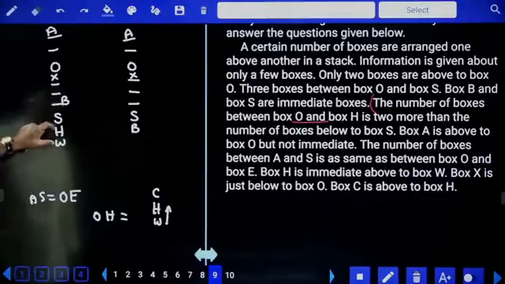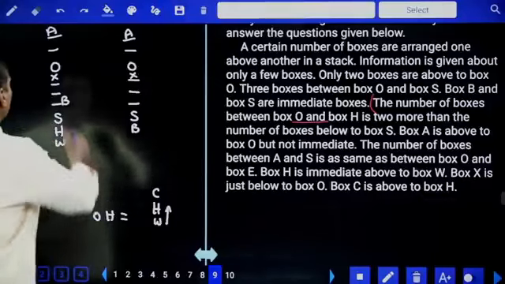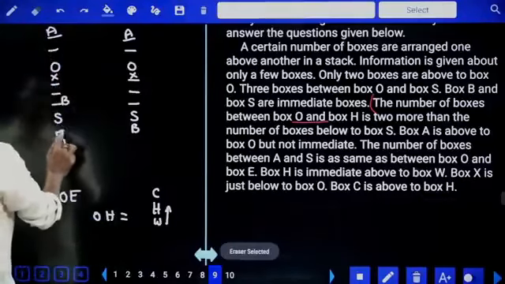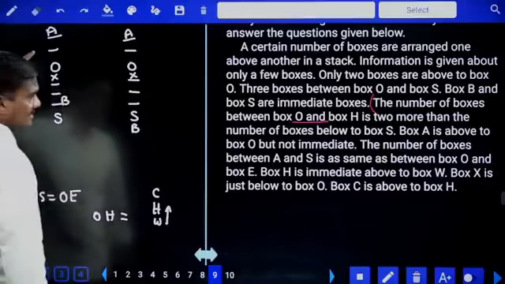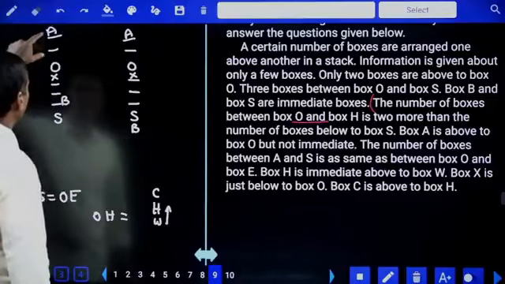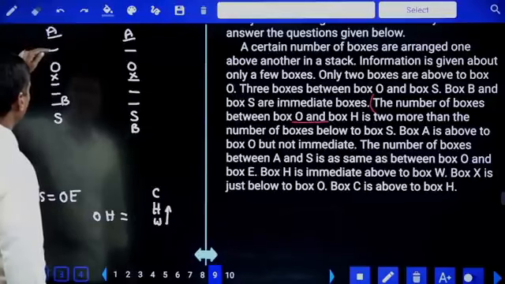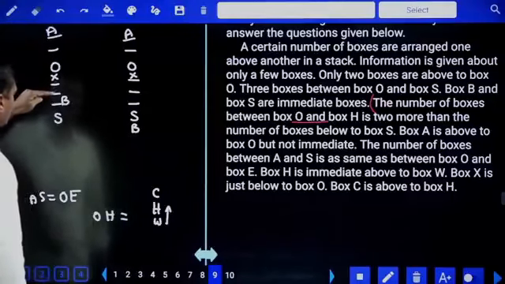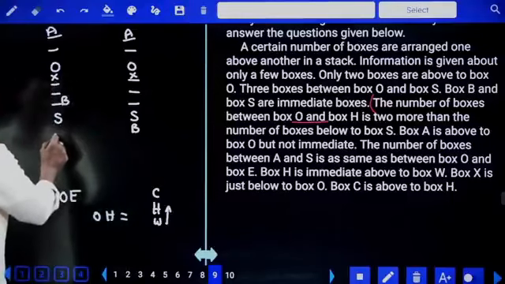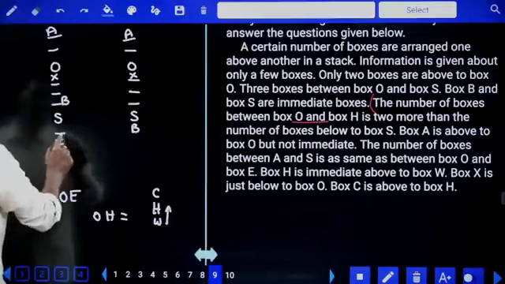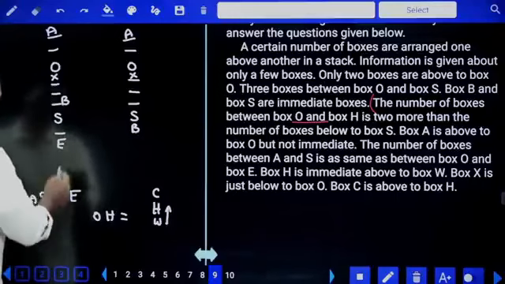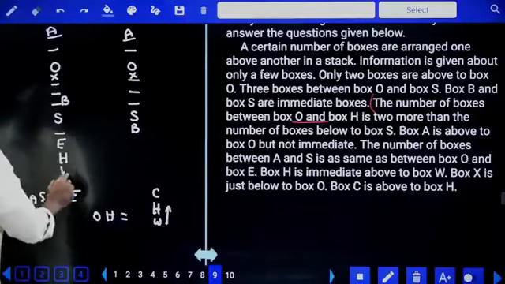Because S and H must be together, H and W cannot be here. Clear now? Then look here. A and S is same as O and E. How many are there between A and S? 1, 2, 3, 4, 5. Between O and E there must be 5, isn't it? 1, 2, 3, 4, 5. Hence E must be here.